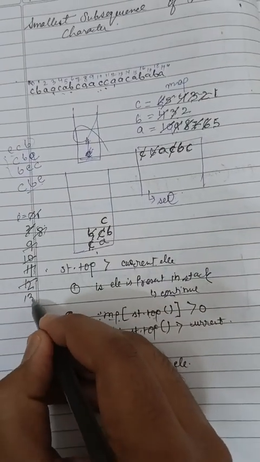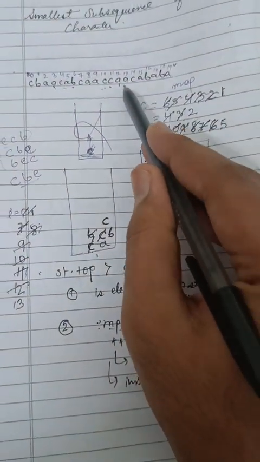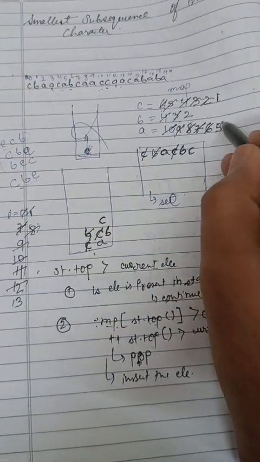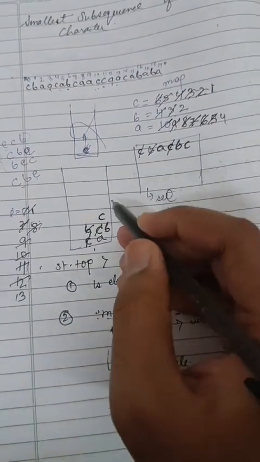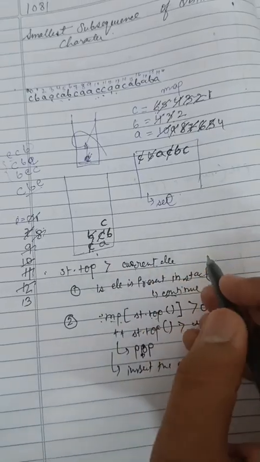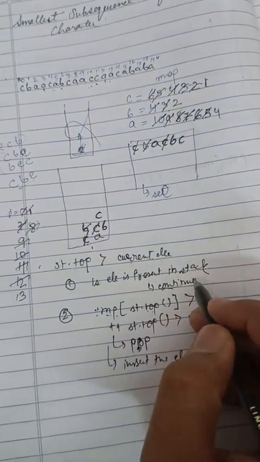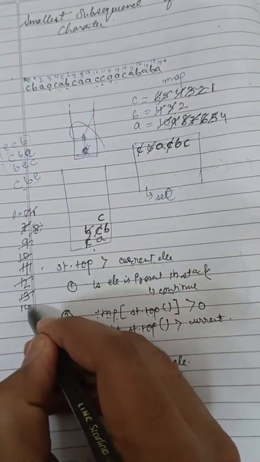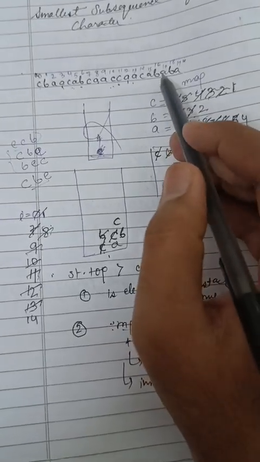It will be now 13. On 13th index, A, decrease the frequency of A. It will be 4. Now again A is smaller than C. A is also present in stack, so we will continue. It will be now 14.